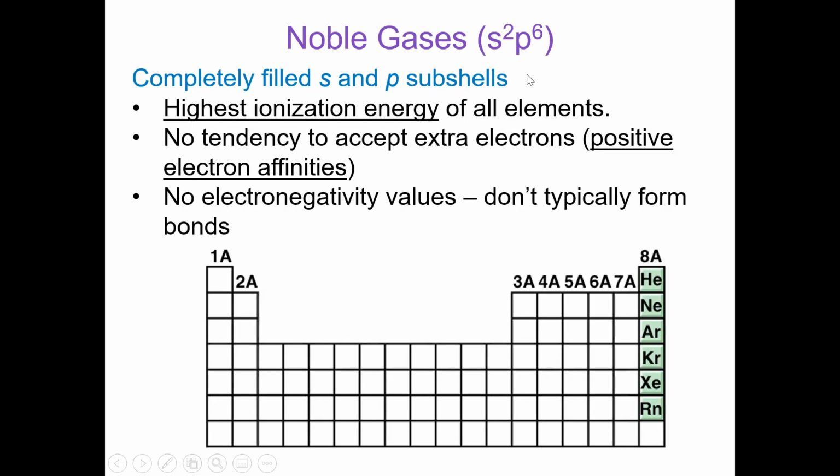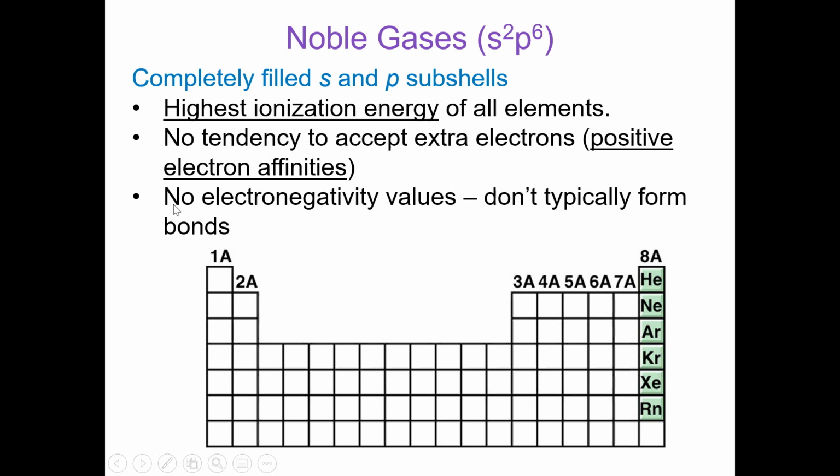Okay, I just want to point out some things about noble gases because they're kind of interesting and different. They have completely filled s and p subshells. They end up with the highest ionization energy because they're over there on the right. So they've got the greatest effective nuclear charge. They don't tend to accept extra electrons. They've got a positive electron affinity because they don't really want extra electrons because their shells are filled already.